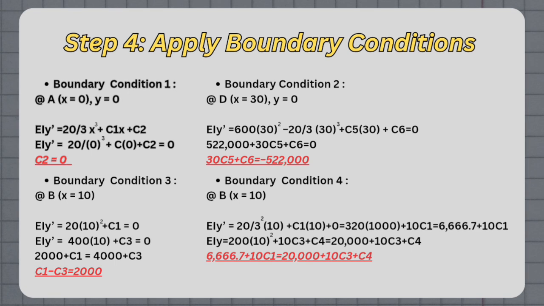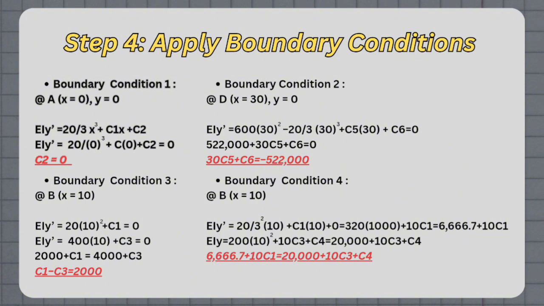Next is our step 4, which is we apply boundary conditions. In our boundary condition 1, we have at A, x is equal to 0 and y is equal to 0. So we substitute the values of our x and y into our equation so that we could get our boundary condition value. So in our boundary condition number 1, we have C2 equal to 0.